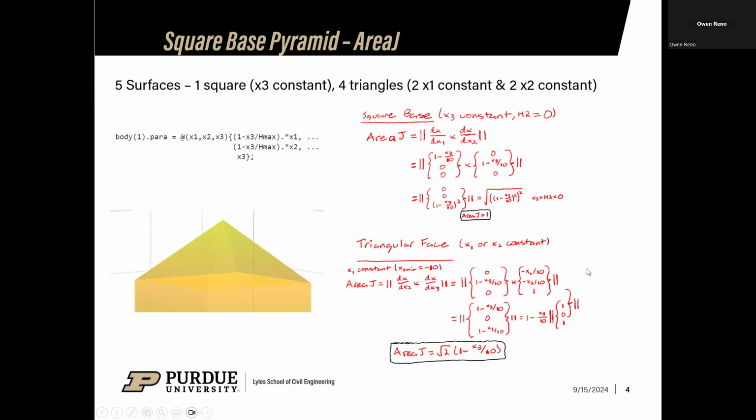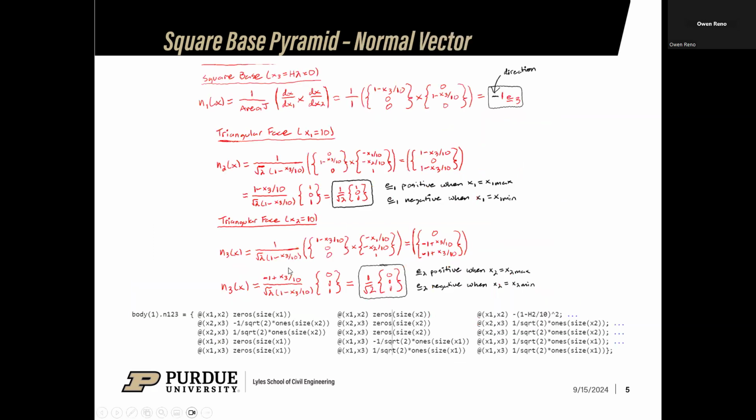And then for the triangular face, I looked at an example for when x1 is constant, so x1 min would be -10. Looking at that final expression, you can see that I can take out that 1 minus x3 over 10, and then the magnitude of this 1, 0, 1 vector will be square root of 2, and that is my final area Jacobian, and that would be the same for all 4 triangular faces on this body.